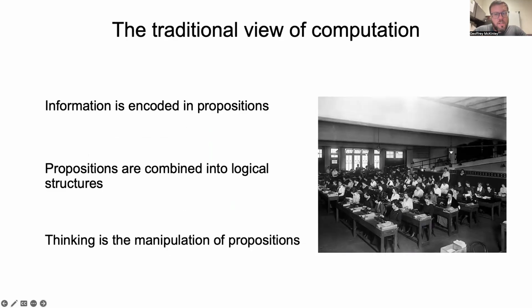And so information is encoded in propositions, and these propositions are combined into logical structures. According to this view, thinking is simply the manipulation of propositions. Computation is simply the manipulation of symbols according to rules, and you just need to follow these formal rules. Computation in this sense can be done in a blind or mechanical way, which is very useful if you're trying to explain things in a simple mechanistic way, right?